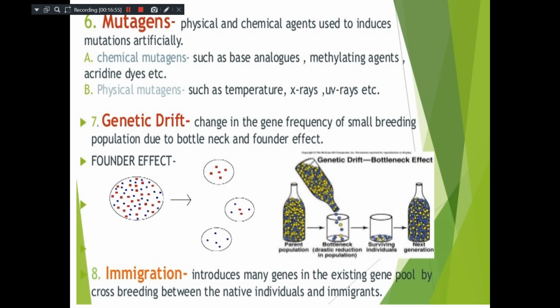Then even genetic drift. What is genetic drift? A change in the gene frequency of a small breeding population, when the population size is small and interbreeding takes place, due to founder effect or bottleneck effect. I will explain founder effect and genetic drift later. These are the postulates I am talking about.